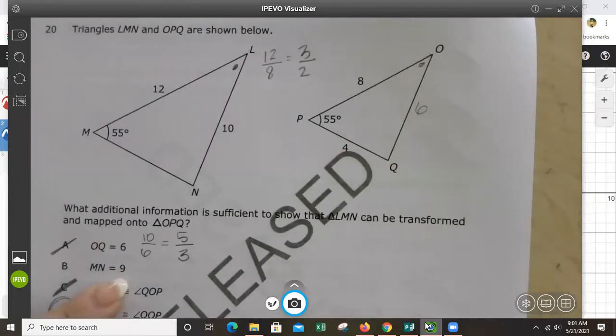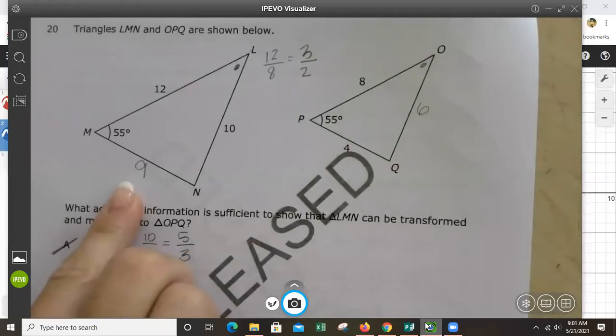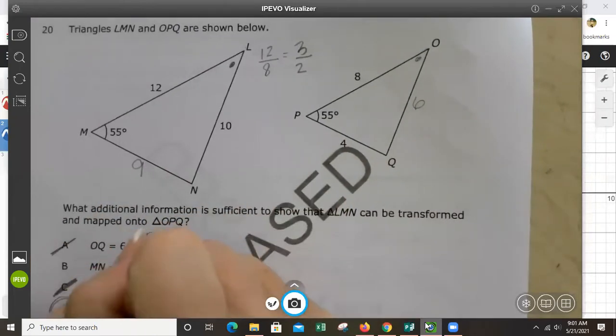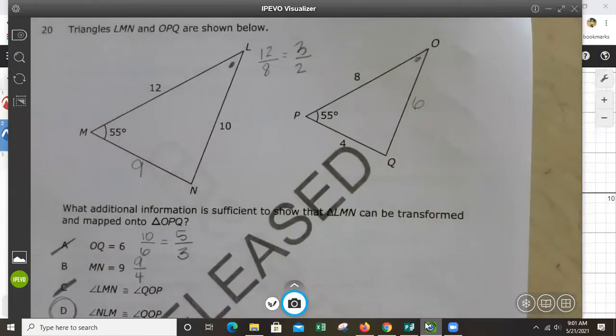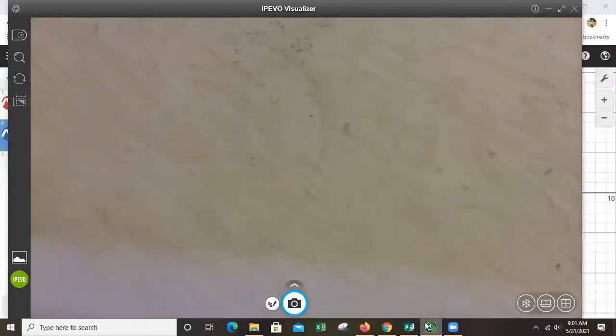So MN, they said MN would be 9. So I would set that up left over right, which is 9 over 4. I can't even reduce that. It is not 3/2, not in proportion. So the only one it could be are the angles. So for similar, angles the same, sides in proportion. Is everybody good? Pretty easy question.